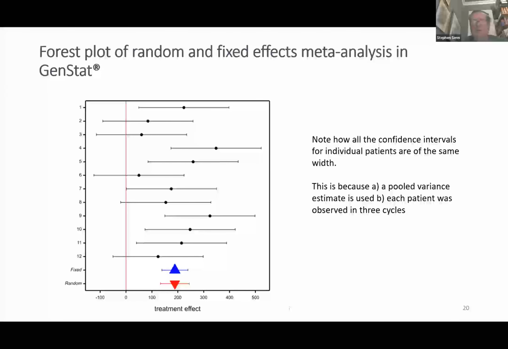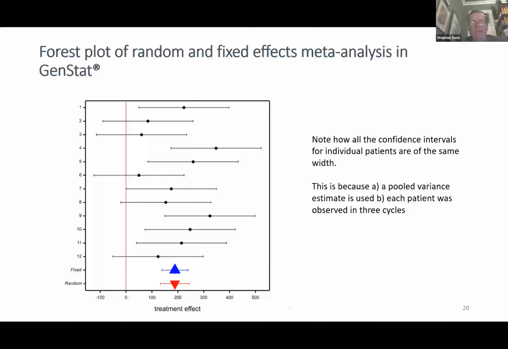Now I can also look at this in terms of a meta-analysis, and this is what I've done here. This is a forest plot of random and fixed effects meta-analysis in GenStat. A point to note here, by the way, is that confidence intervals are all of the same width. This is because I've used the pooled variance to estimate the variance per patient. I'm not allowing each patient to provide me a separate estimate of the variance. I'm allowing them to provide a separate estimate of the mean, but not of the variance.